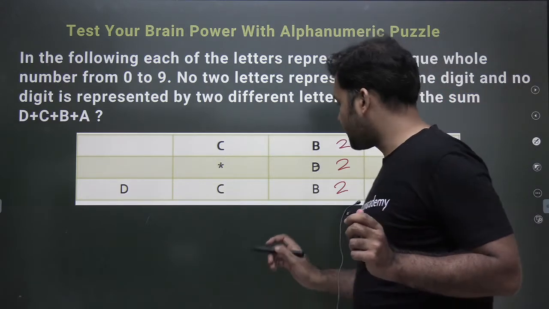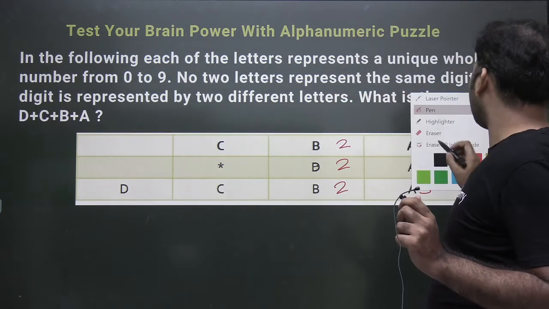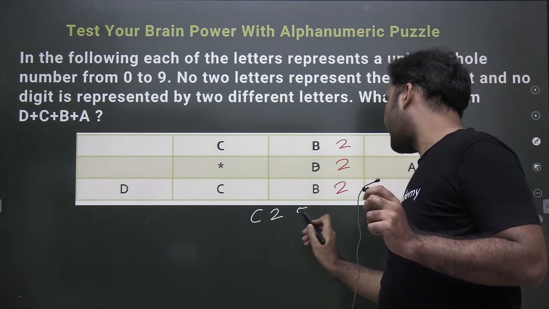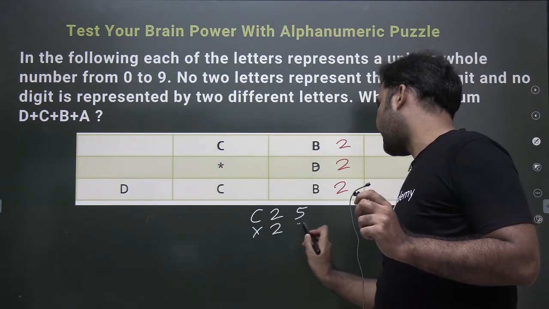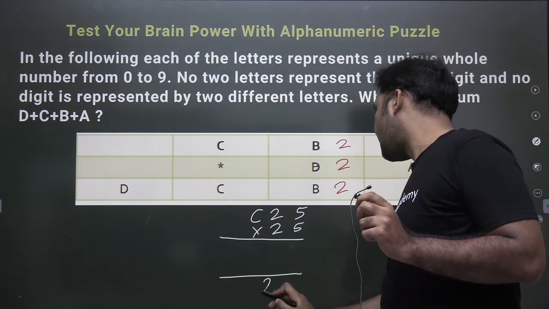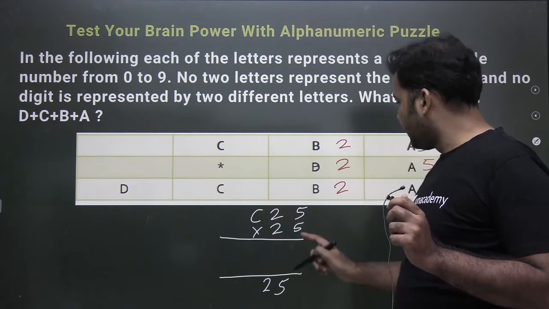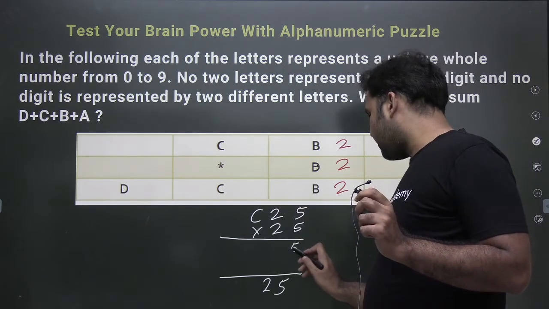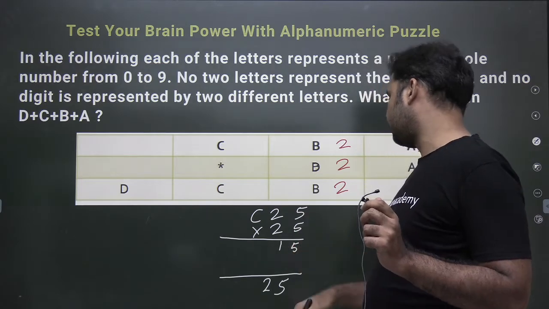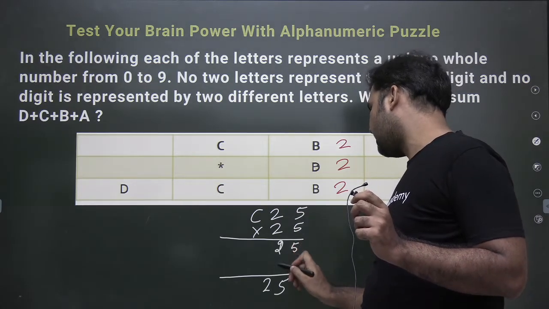Right? Now our question becomes that I'm multiplying C25 with 25, and I'm getting a number which ends with 25. Now let's check. 5 into 5 is 25, 5 into 2 is 10, 10 plus 1 would be 11, 10 plus 2 would be 12, right?